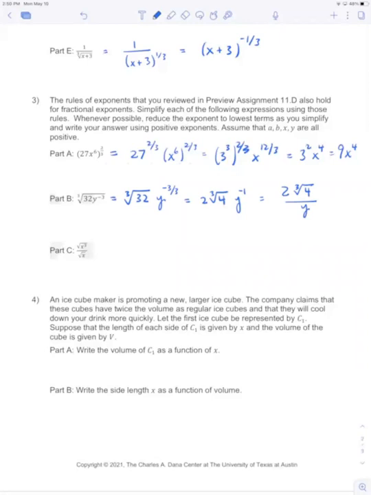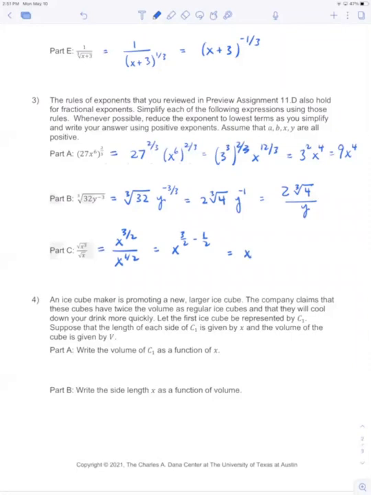Part C, you're going to get x to the 3/2 power over x to the 1/2 in the numerator and denominator, and then we know that we can take x to the 3/2 minus 1/2, which ends up being 2/2, which is simply x to the first, or we'll write x.